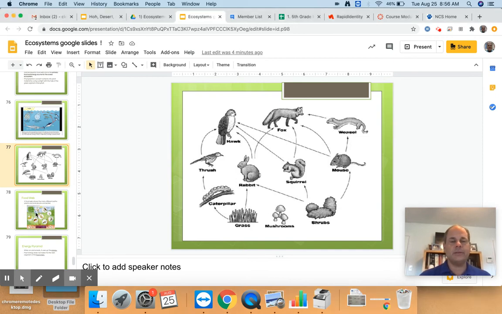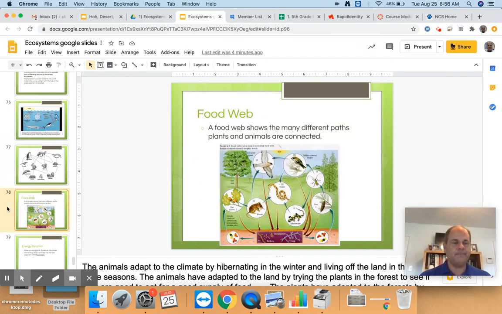Now, let's look at this next illustration of the food web. It also brings in the decomposers. The decomposers are here on the ground. You have fungus and bacteria on the ground that help break down the animals or the trees or the leaves that fall to the ground, breaking down that dead material and recycling it into energy for new things to grow.